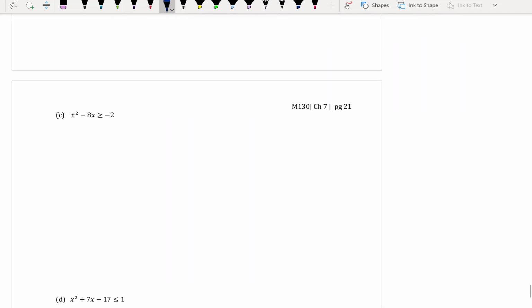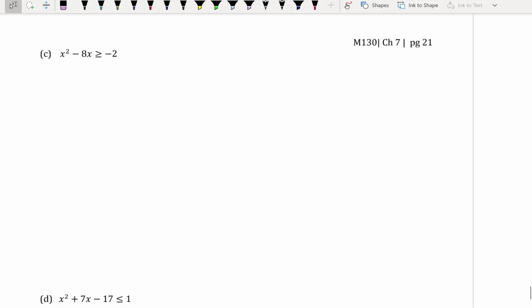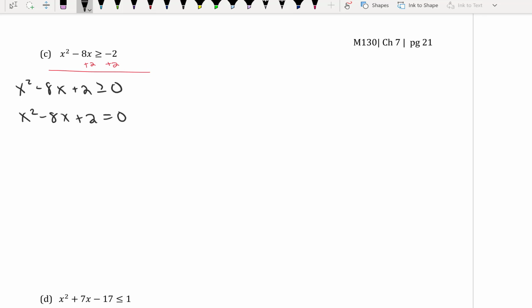So I can do the same thing here with letter C. So I'm going to go ahead and add 2 to both sides. So now I have x squared minus 8x plus 2 is greater than or equal to 0. So then from here, well, I know that it definitely cannot factor. So I'm going to have my a equal to 1, my b equal to negative 8, and my c equal to a positive 2.